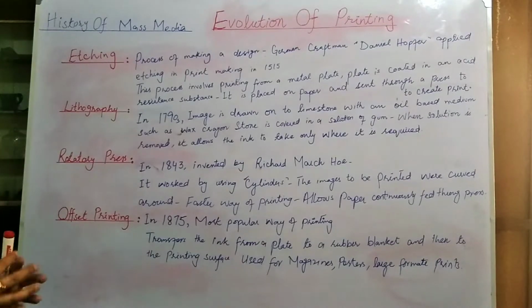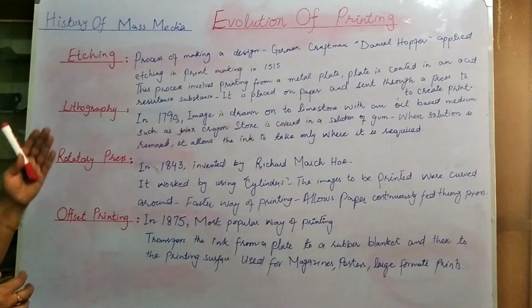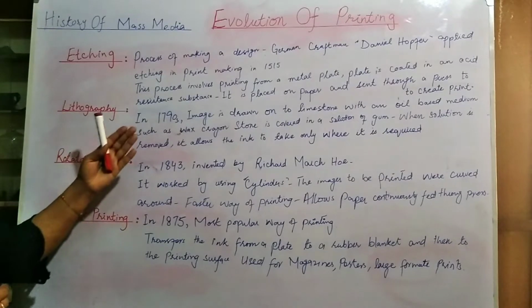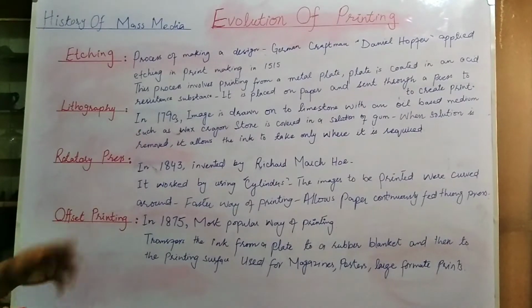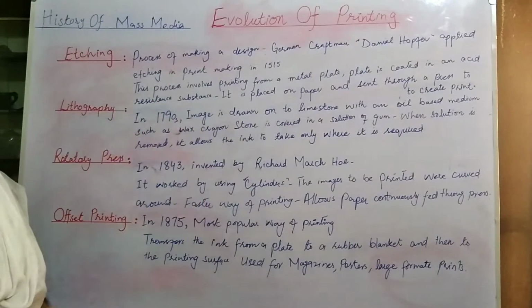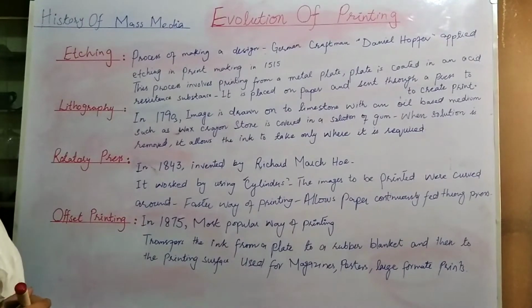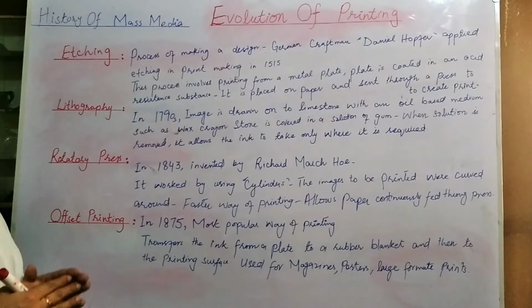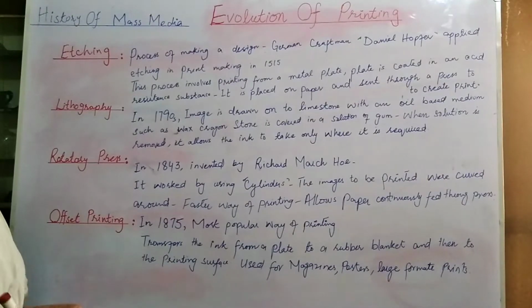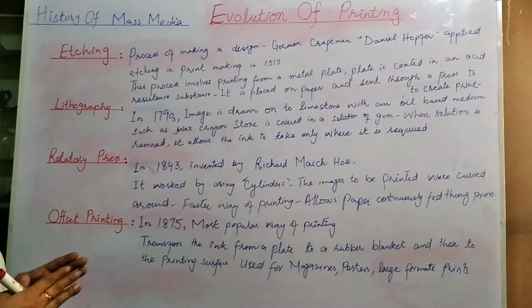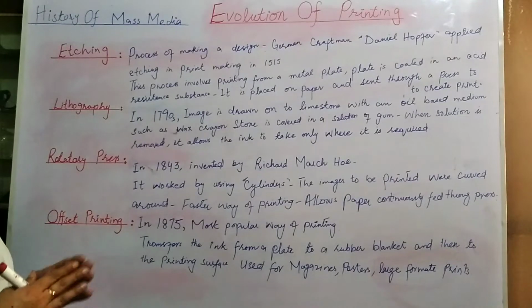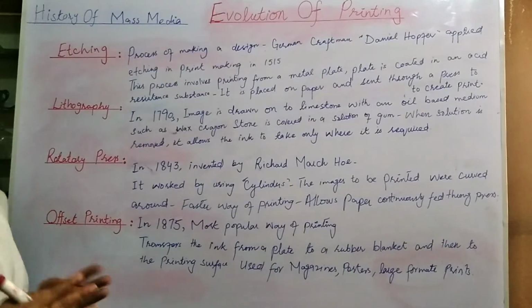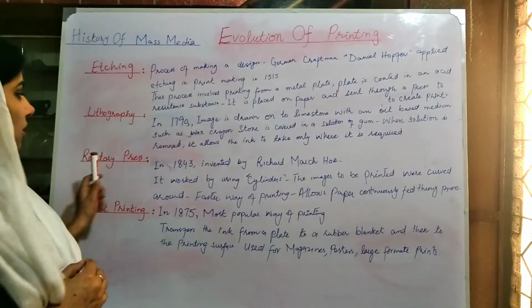Lithography, another stage of printing. It was discovered in the 1790s. Images are drawn on the limestone with an oil-based medium such as wax crayon. The stone is covered in a solution of gum. When the solution is removed, it allows the ink to take only where it is required.